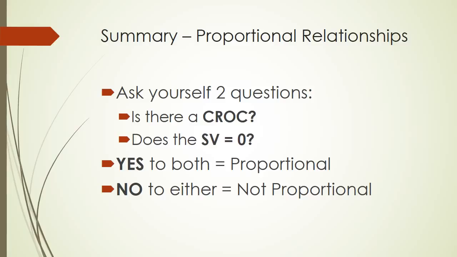So in summary, we learned in this video about proportional relationships. Remember, a proportional relationship is one where you can multiply the independent variable by a constant value. And in order to check to see whether anything is proportional, we need to meet two criteria. One, is there a constant rate of change? Two, does the starting value equal 0? We ask ourselves those questions. If the answer to both of those questions is yes, then the data is proportional. If the answer to either of those questions is no, then the data is not proportional.